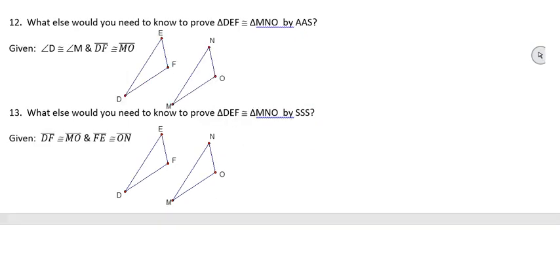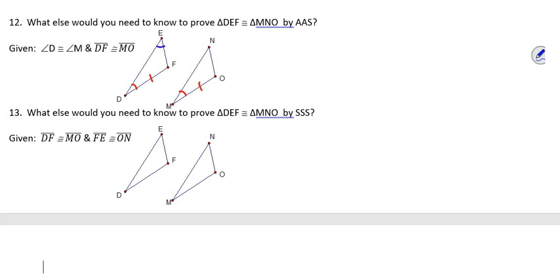So number 12 says, what else would you need to know to prove that triangle DEF is congruent to MNO by angle, angle, side? This time we're given some different information. So we're given that angle D is congruent to angle M, and we're given that DF is congruent to MO, and then that means we need another angle. So it means we need an angle next to the angle.